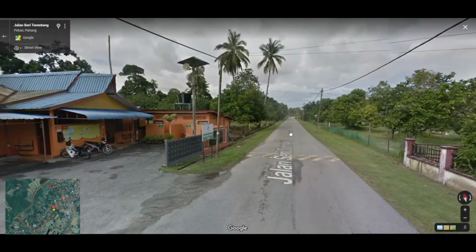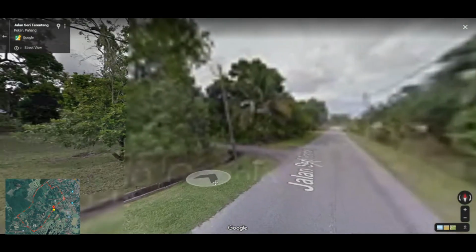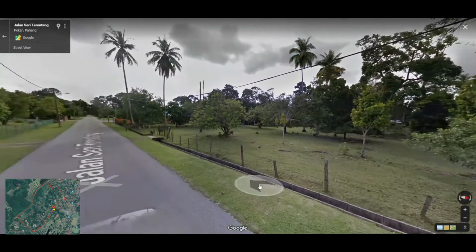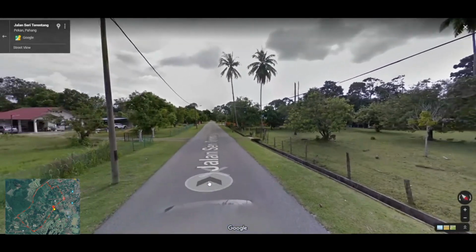So my dear tourists, everyone is welcome to enjoy the scenic green view of Kampung Pematang Pau before arriving at our second significant facility.